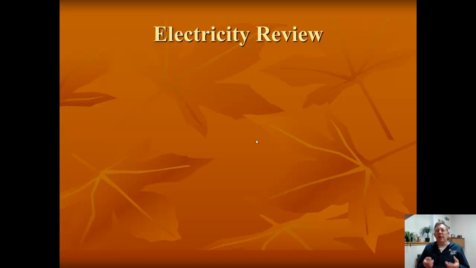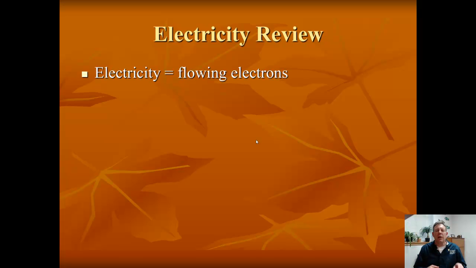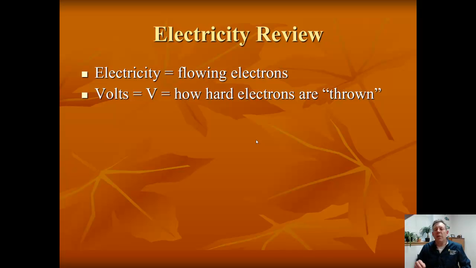So let's talk about electricity briefly so that we can understand what's going on here. Electricity is flowing electrons, okay? You use a spinning generator to push electrons down a wire or through the water. So it's the flow of electrons is basically how we're going to define electricity. So when those electrons are flowing, they have a certain amount of energy to them. All right.